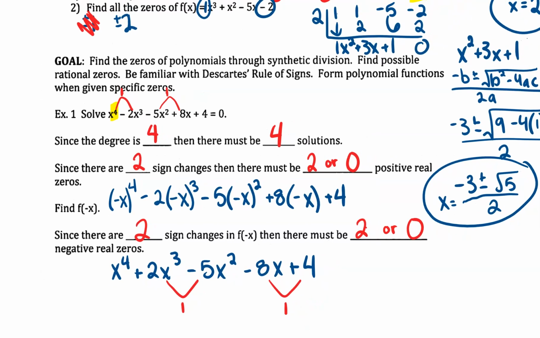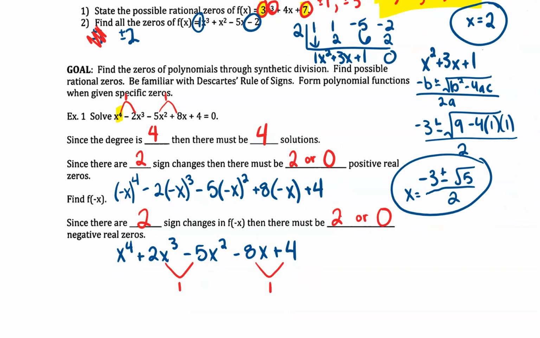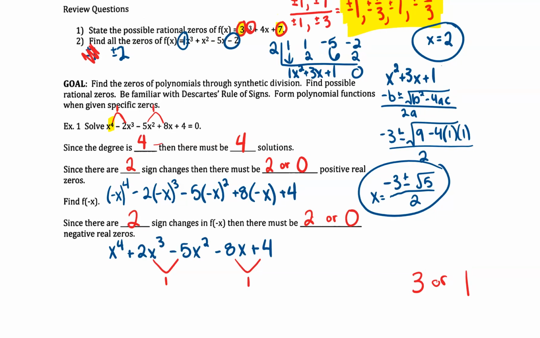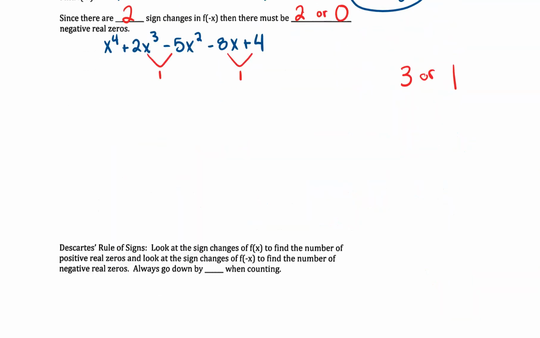Unfortunately, on this one, we didn't have any that had, for example, 3 sign changes. If you had 3 sign changes, that would mean you have 3 or 1 negative solutions or positive solutions, depending on if you did it with the original or with the negative version. So basically, the amount of sign changes and then subtract 2. And that'll be the amount of possible positive or possible negative solutions. All right.